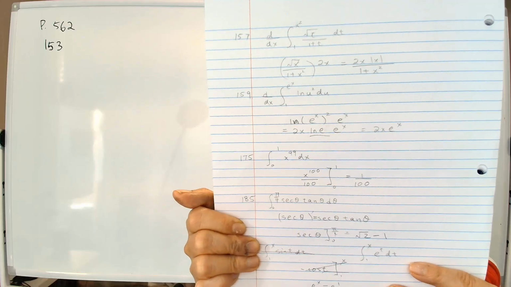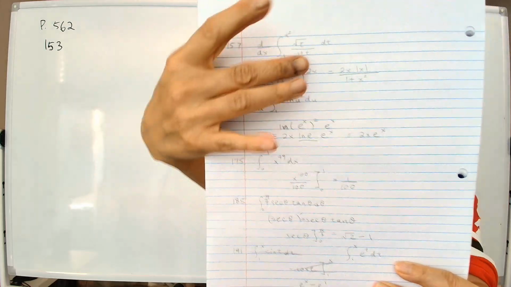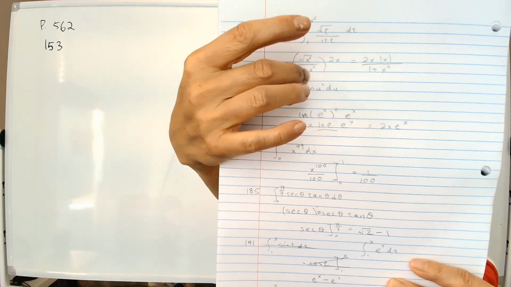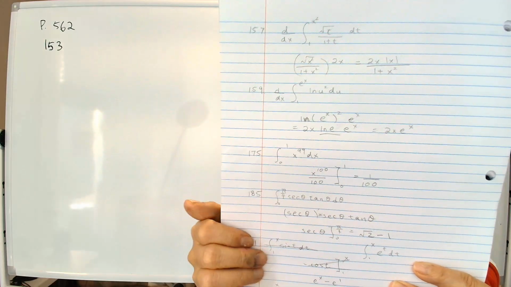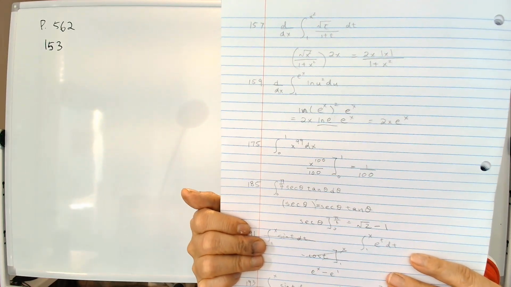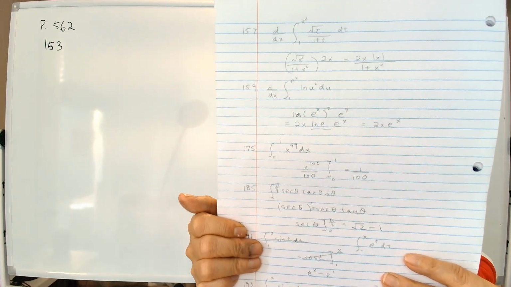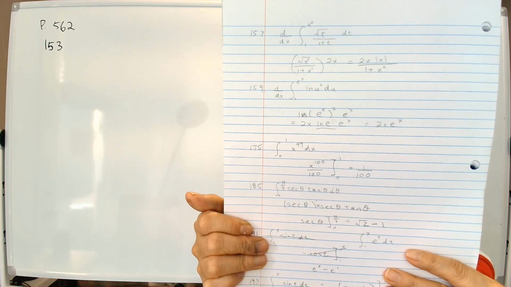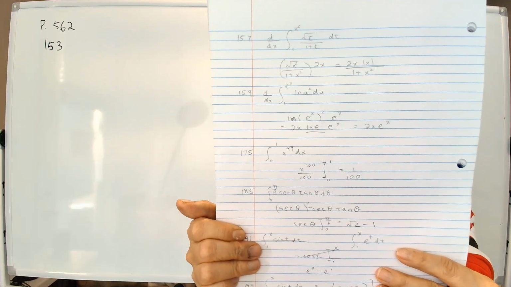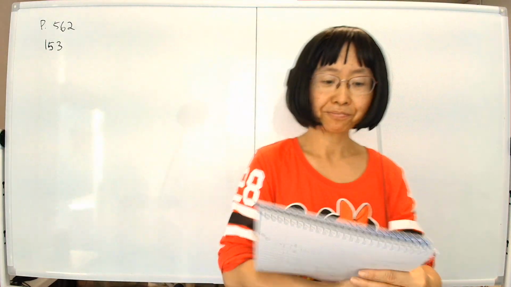And as always, because there's a square root here, the answer has to be in absolute value form because a square root is only positive. All right, so that's that.